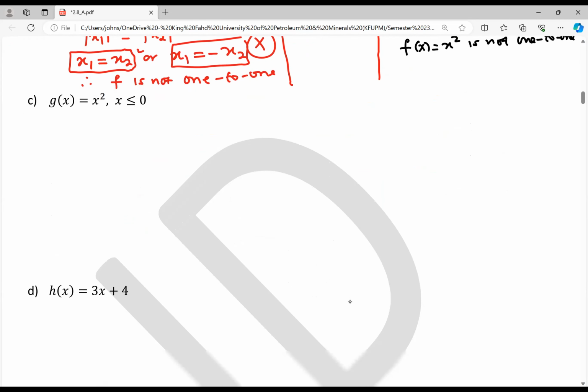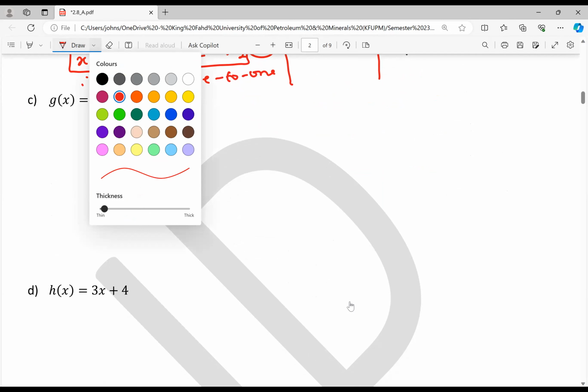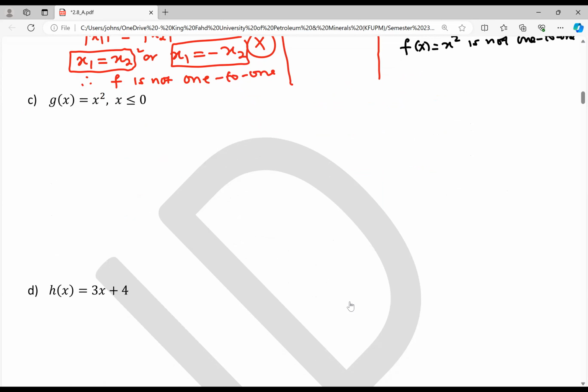All right, so let's go to C. Now for C, here we have a restriction. So clearly we will see how to do this both using the definition and also graphically. So by definition, we're still going to assume.